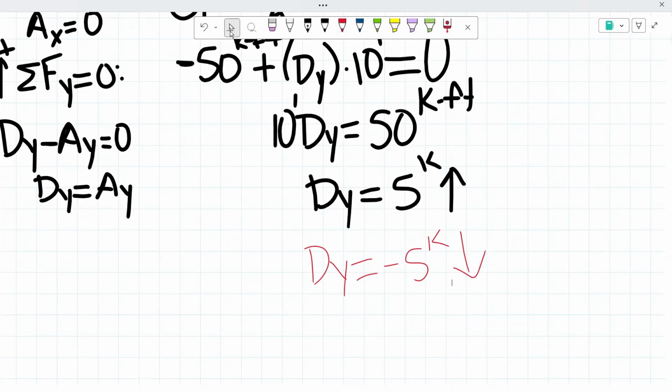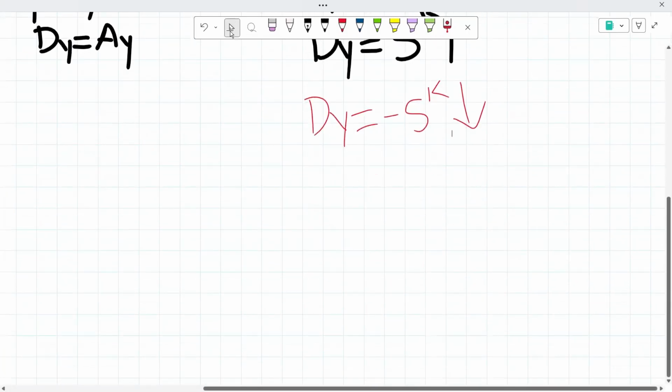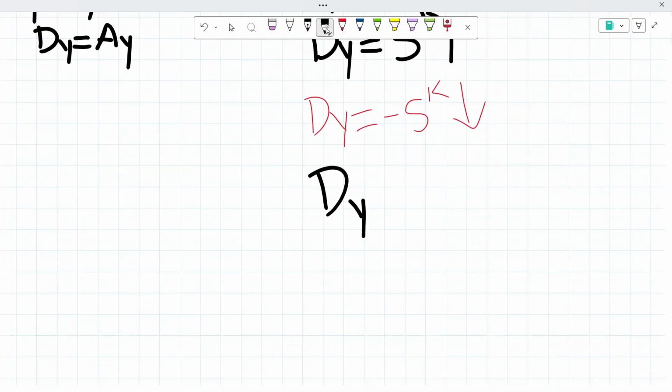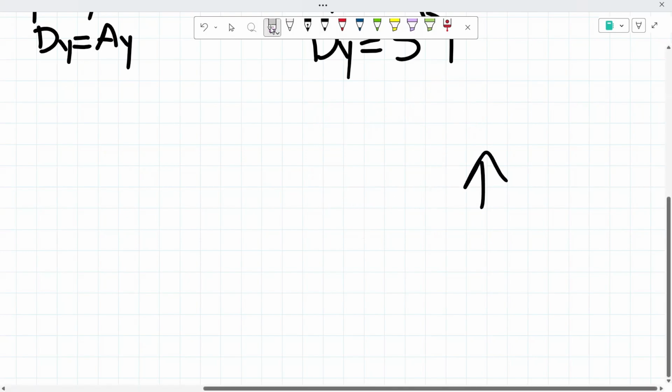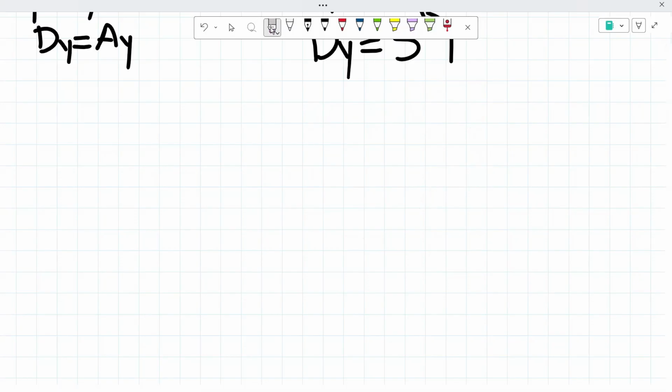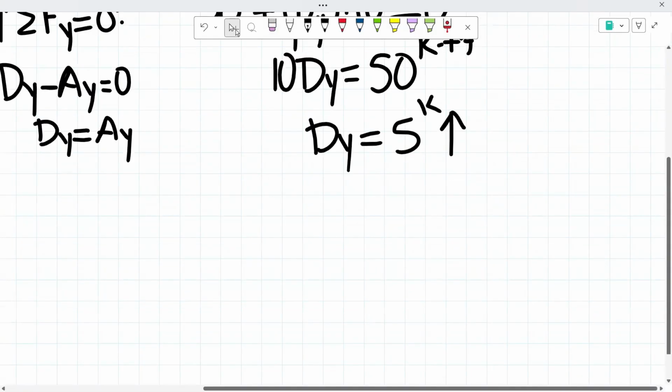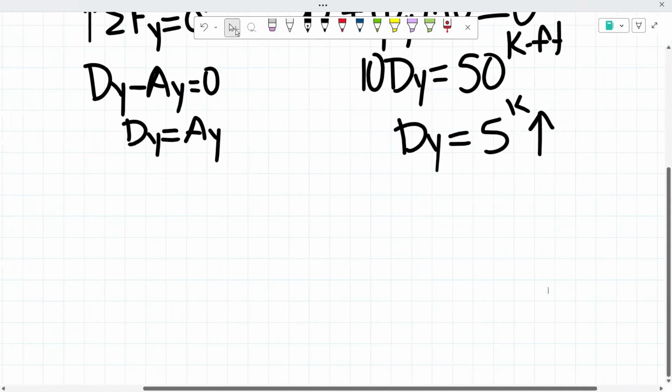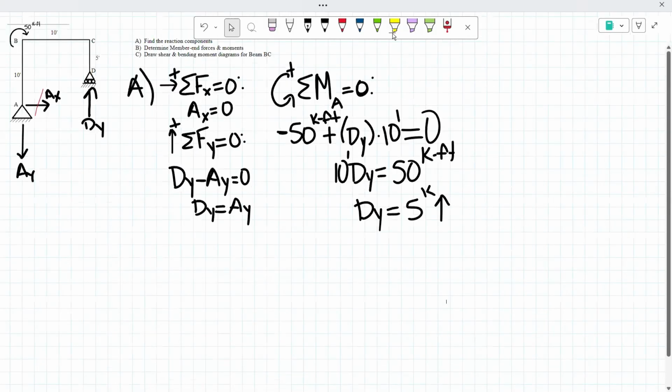But we don't like working with negative numbers. That negative is showing that you assumed incorrectly. So to fix that, you would rewrite that as D sub y is equal to 5 kips going upwards. So it doesn't really matter if you assume downwards at the beginning. In the end, it will tell you if you assumed correctly or incorrectly. We assumed correctly in this situation, so we found out that D sub y is equal to 5 kips.